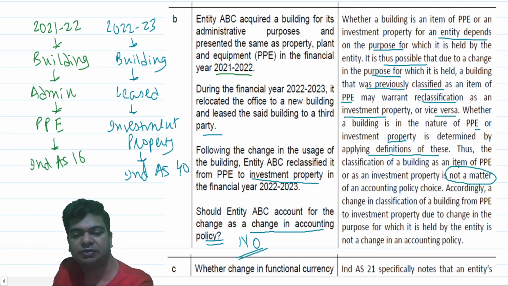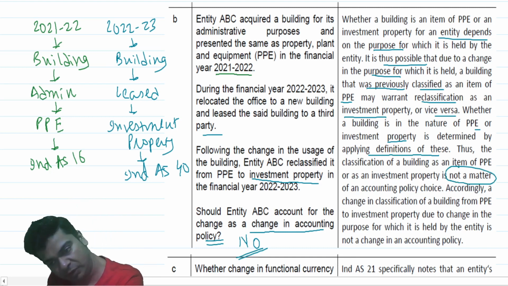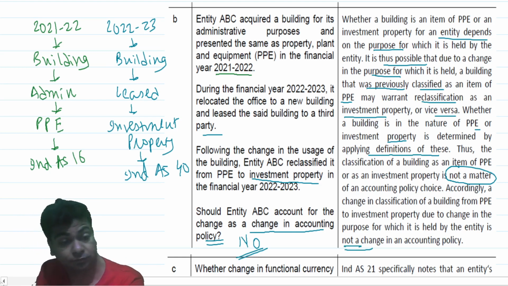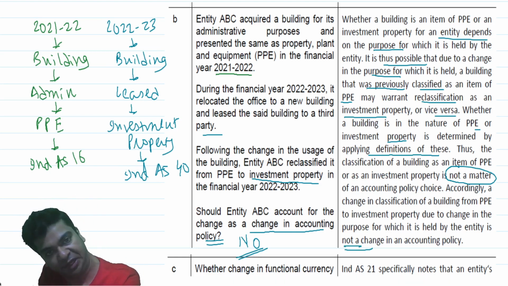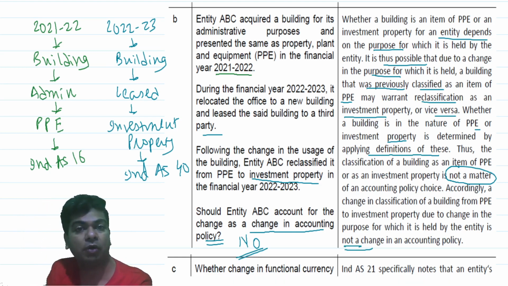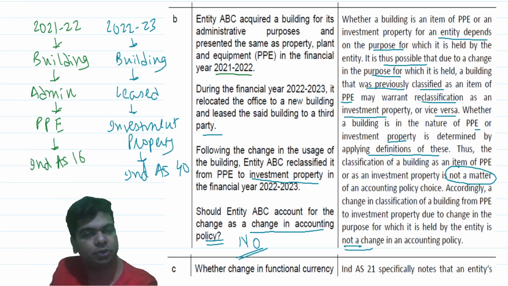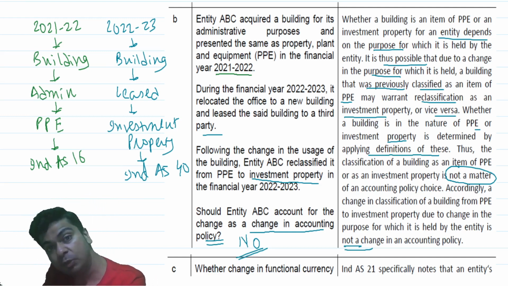Accordingly, a change in classification of a building from PP to investment property due to change in the purpose held by the entity is not a change in an accounting policy. How should the reclassification be carried out? That's the subject matter of the independent Ind AS. Ind AS 40 has requirements of how you can move from PPE to investment property or how you can move from investment property to PPE.